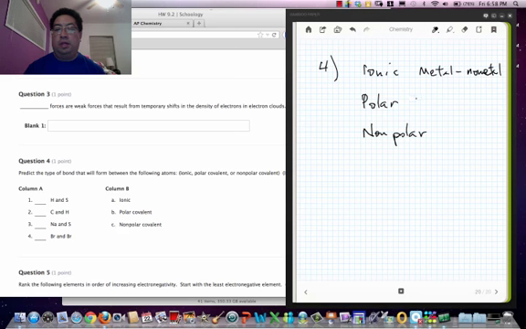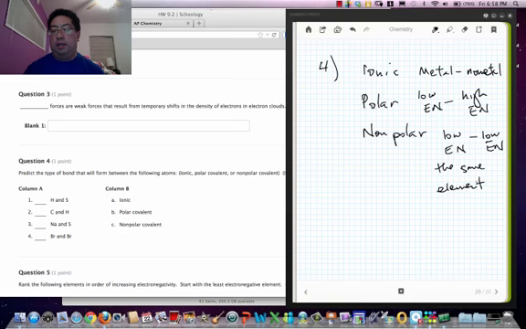Polar will always be low electronegativity combined with something with a high electronegativity. And you should look at the periodic trends for electronegativity. For nonpolar, it's going to be low, low, or if it's the same element. Okay, so if you have Cl bonded to Cl, for instance, there would be no difference in electronegativity, and as a result, it would be nonpolar.